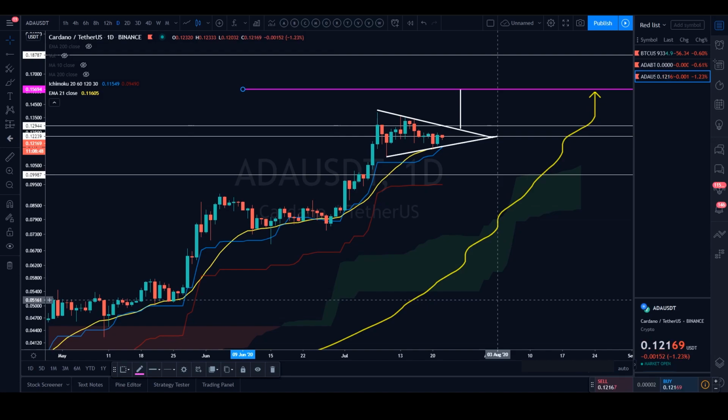Cardano USDT, the consolidation too is strong. I think we lose that strength if we start making lower lows on the daily time frame. That's what I will be personally keeping an eye out on.